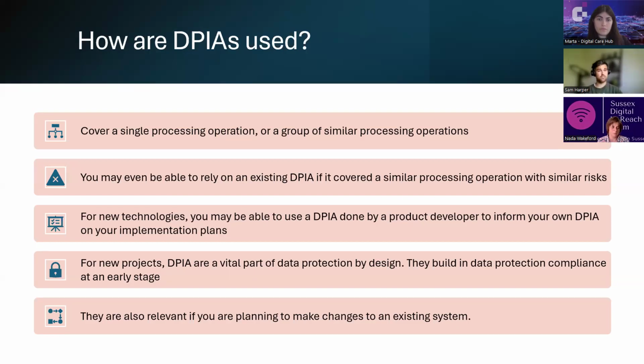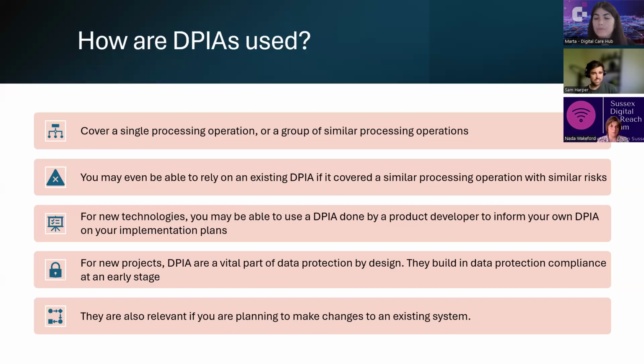Also, for new technologies, if you're bringing any new systems or new tech into your care organization, you may be able to use a data protection impact assessment that was done by the product developer to inform your own impact assessment of your implementation plan. So it might be that you go to the developer of that system or technology that you're bringing into the care home. They've done an impact assessment. You can request that and implement some or all of that into your own assessment, and that'll make it very simple. Most of the information will be completed. You are obviously just identifying some additional risks to your own organization.